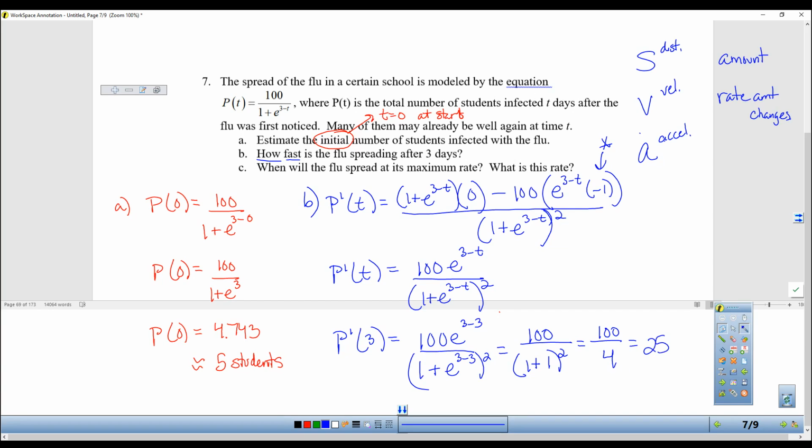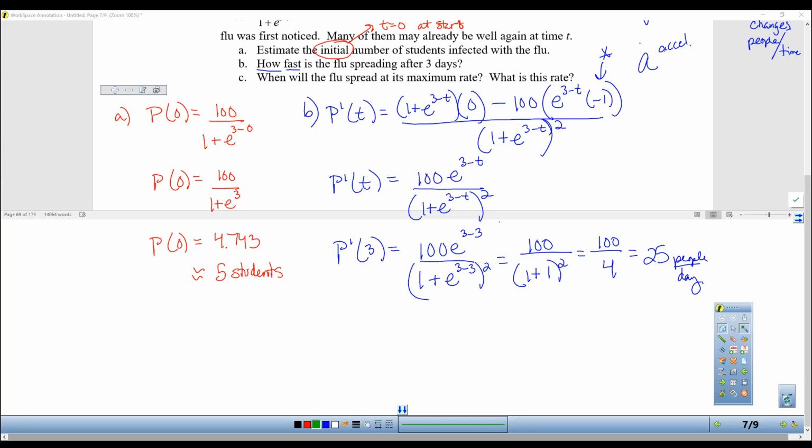Now think about what the unit is. If it originally represents people, then this is going to be people per time. And what is the time? Days. So people per day. That's how fast the flu is spreading.